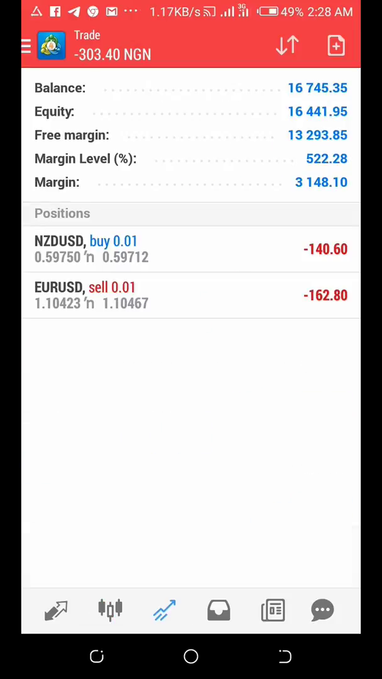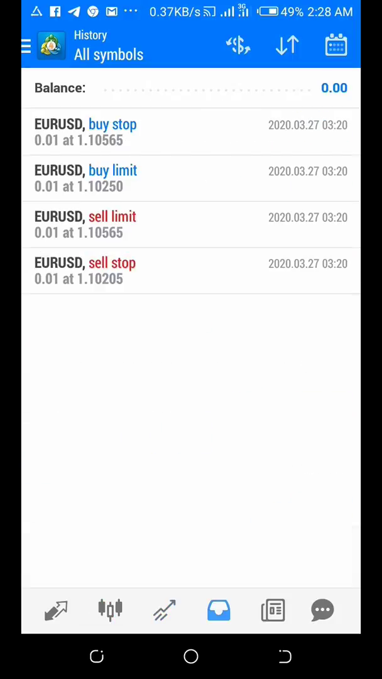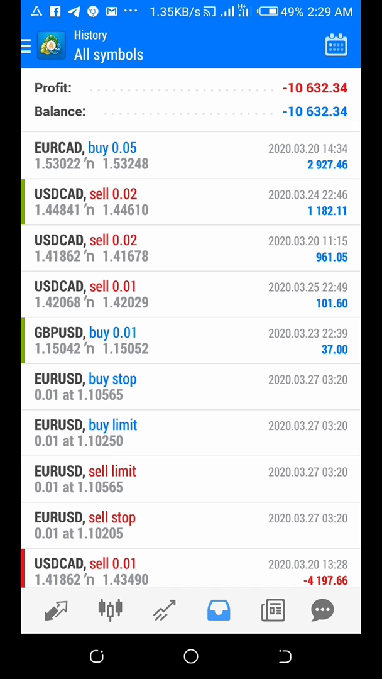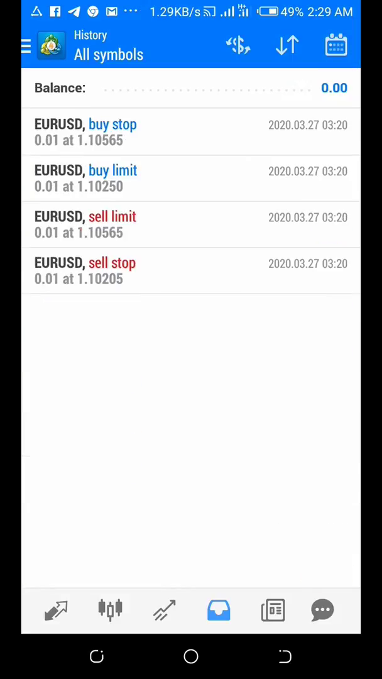We move next to our chart. This one is history. What is our history? History is the positions you opened or closed. So it's going to show you. Let me show from last week. Okay, today. This is a demo account. I just place a trade and then close it. I use it to explain for my students.